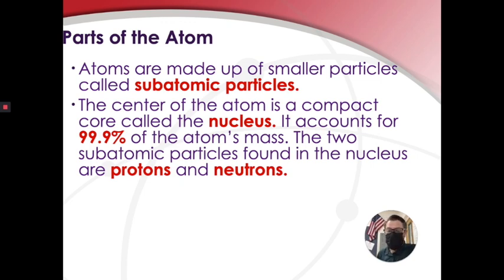Okay? So when we look at an atom, okay, the majority of the atom's mass, 99.9% of its mass, is found in the center in what we call the nucleus. Okay? So the majority of the mass of the atom is found in the center. Okay? And within that nucleus, we find two of our three subatomic particles, the protons and the neutrons.